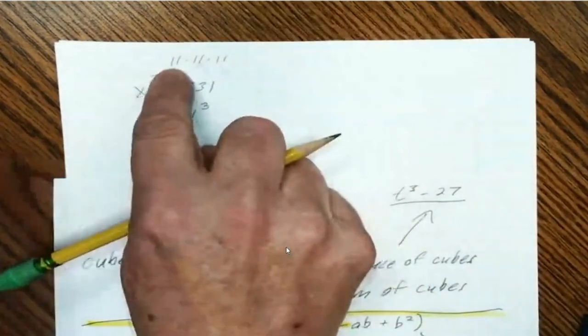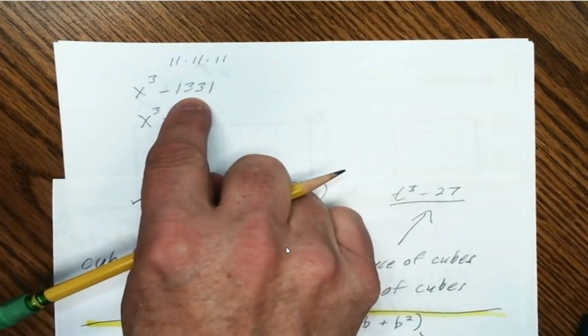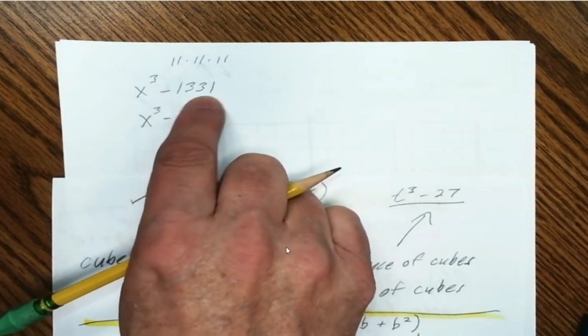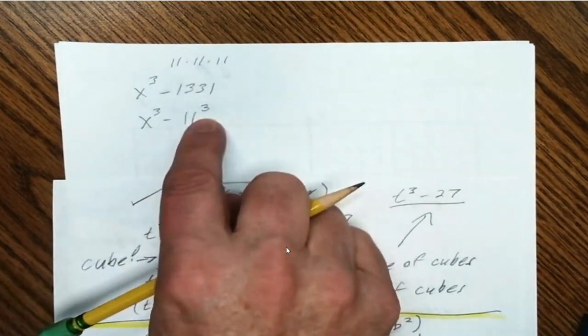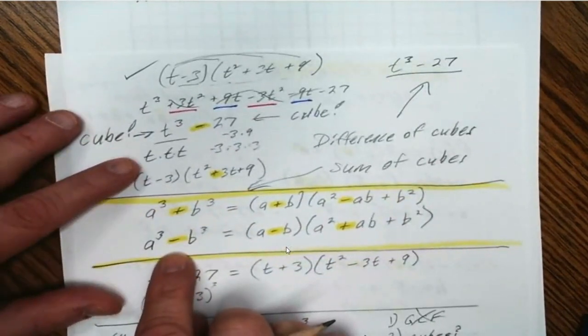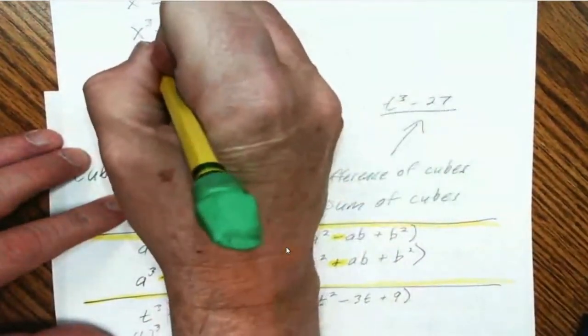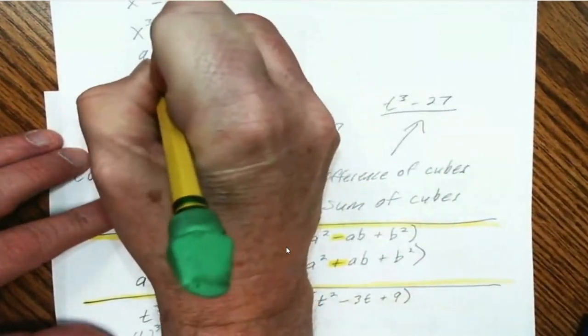Check that on the calculator, but 11 times 11 times 11 equals 1331. They gave us a chart in our lesson that listed the first 12, so you can look on the chart and see 1331 is 11 cubed. So this fits the pattern for this one. So we can use this where A would be X and B would be 11.